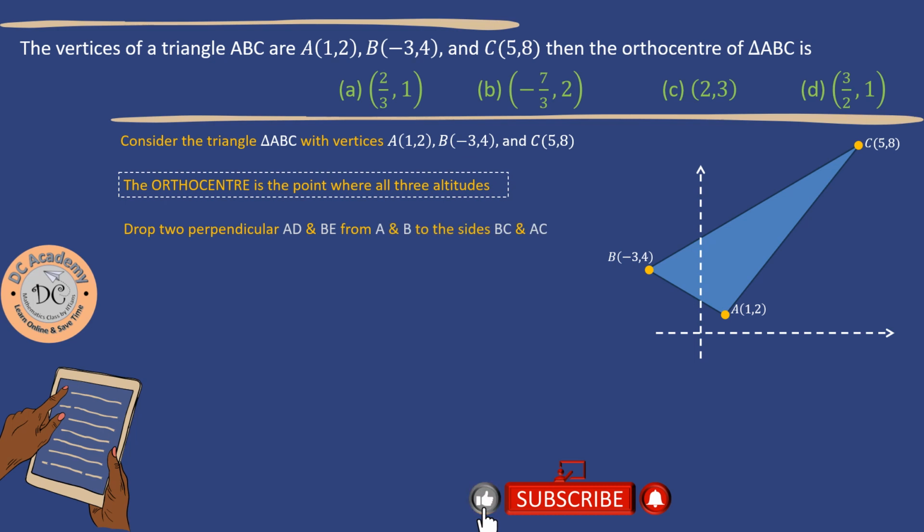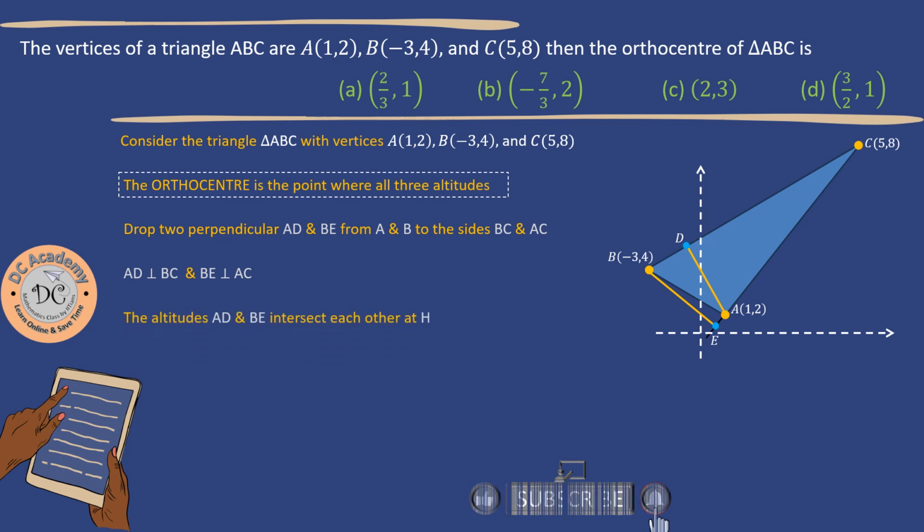So let's go ahead. Here we drop the perpendicular AD from A to BC and BE from B to AC. If I drop them, we can see it is the extended portion of the side, and that's okay. Now if these two perpendiculars, the altitudes, are extended, they meet at the point H. Therefore H will be the orthocenter for this particular triangle. The orthocenter can lie inside or outside of the triangle, but here we have no concern on that.